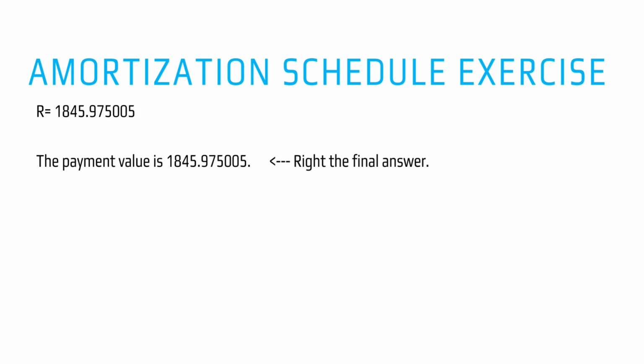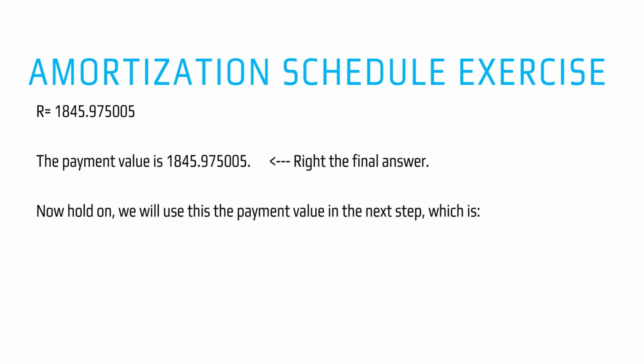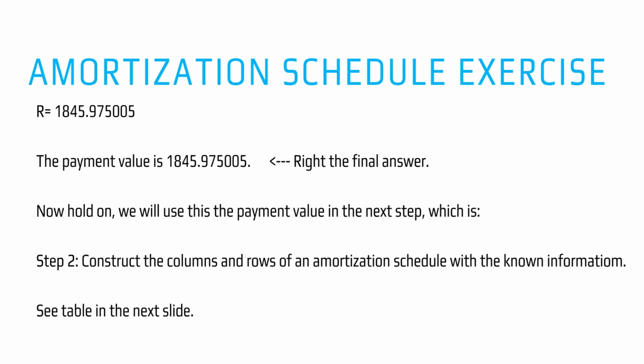Now write the final answer in sentence form. The payment value is 1,845.97. Rounded up, it's 1,845.98. Now hold on, we will use the payment value in the next step, which is step 2.